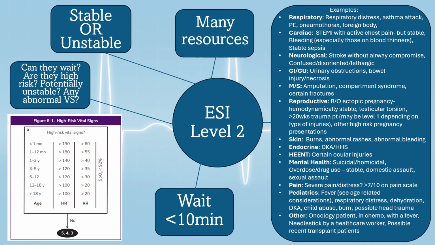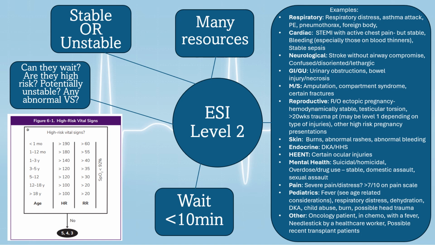All right, ESI level 2. So really these patients could be stable or unstable. They're going to require many resources. Again, they might require many staff. If you think about, can this patient wait or not wait, they really shouldn't be waiting longer than 10 minutes to see a provider. And then if they can wait, are they potentially high risk? Are they potentially unstable? Or do they have any abnormal vital signs? I included the high risk vital signs based on age on this slide.